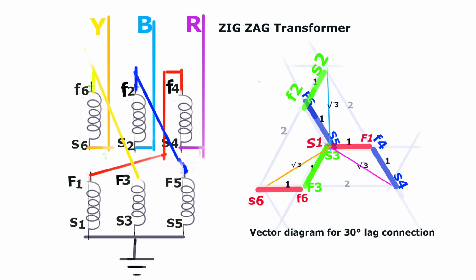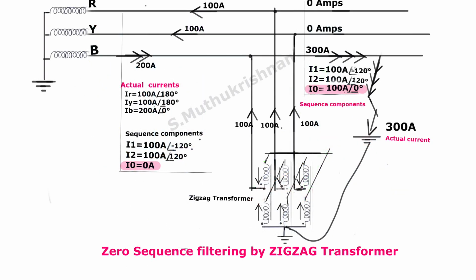If you keenly note it, what is a zigzag transformer? It is part star and part delta connection. How the voltage ratios are divided, you can see in the diagram. This diagram shows how the zero sequence is filtered by the zigzag transformer. This is a typical example.